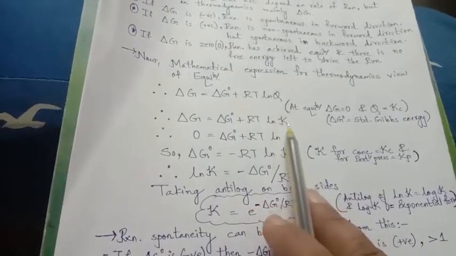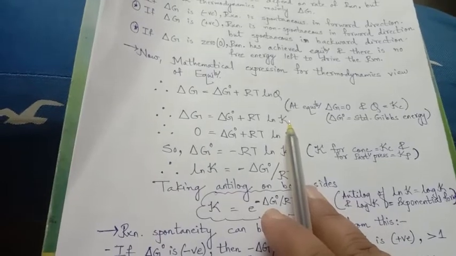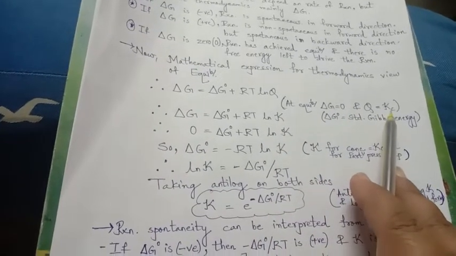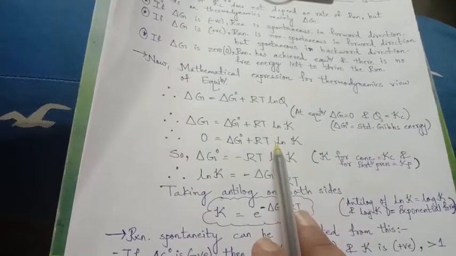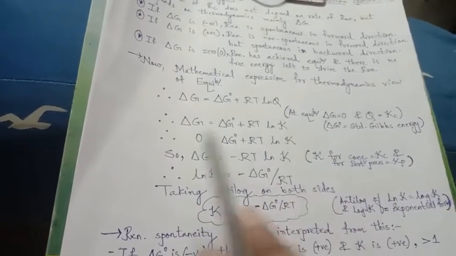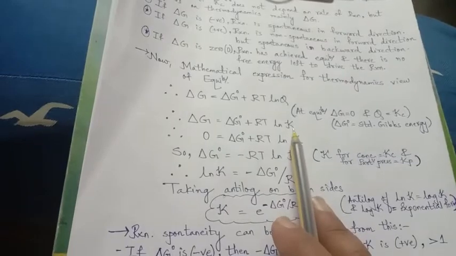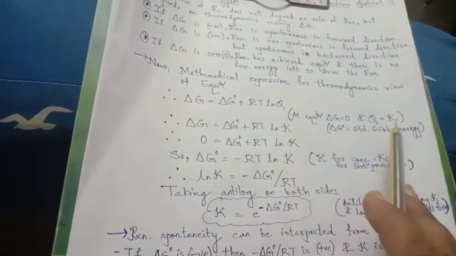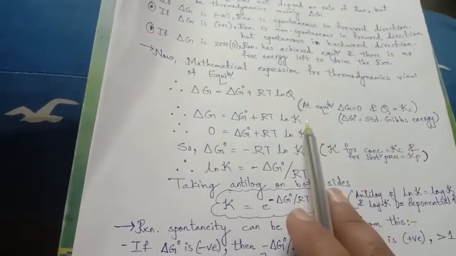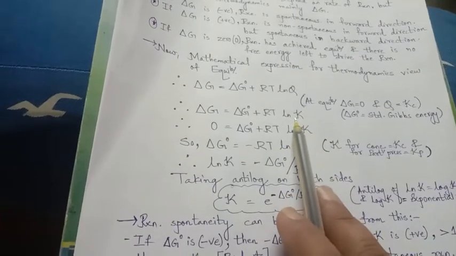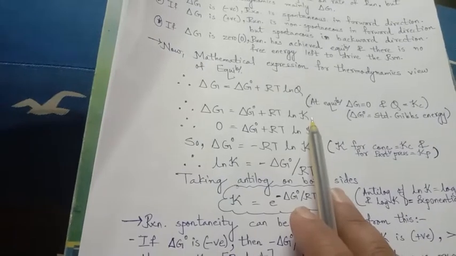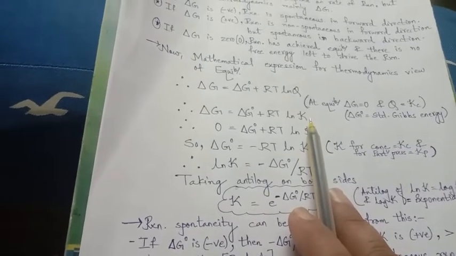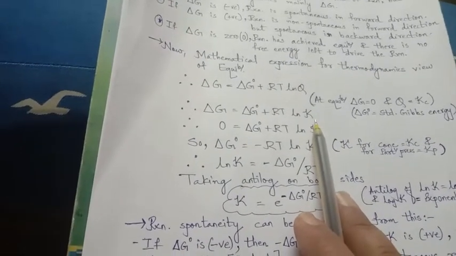Here only K is written because at times we won't be calculating concentration at equilibrium. We may be calculating partial pressure at equilibrium, so at that time it will be Kp. And for concentration it will be Kc. So here only K is written. If concentration, you will mention Kc. If we need to calculate partial pressure, then it will be Kp.